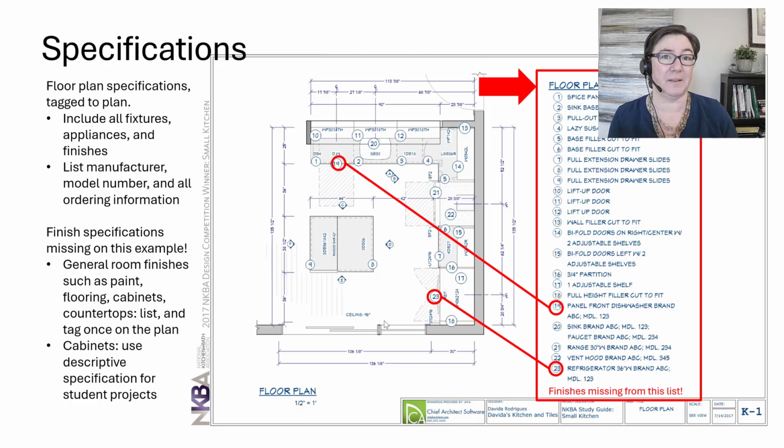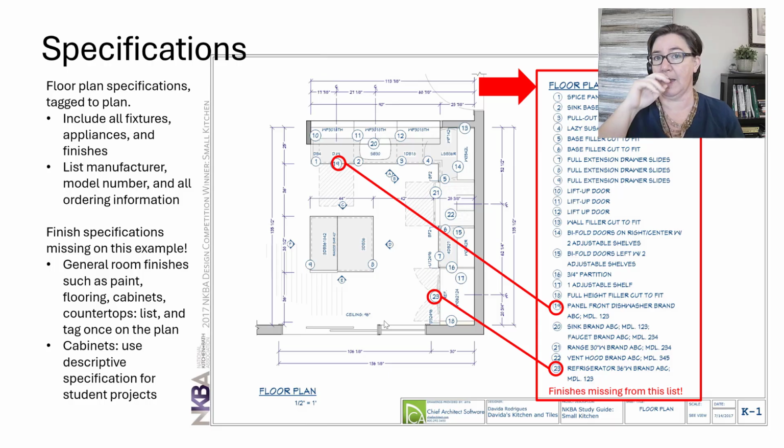For cabinets specifically for student projects, I'm looking for a descriptive specification. I'm not necessarily looking for you to go to the extra step of finding a manufacturer and a model number for your cabinets. Instead, I want you to tell us about the design, the style, the material of your cabinets. Is it framed or frameless or inset? Is it shaker? Is it something else?